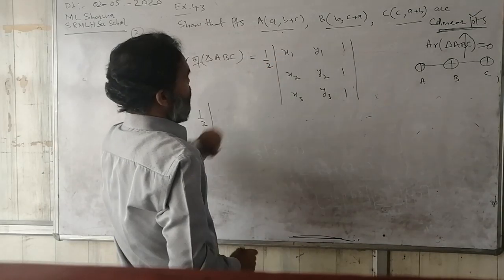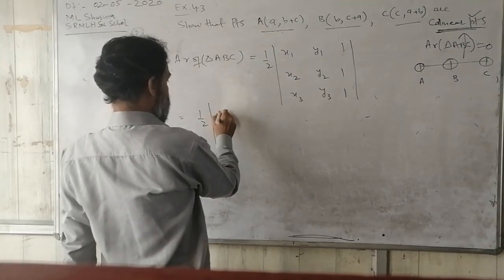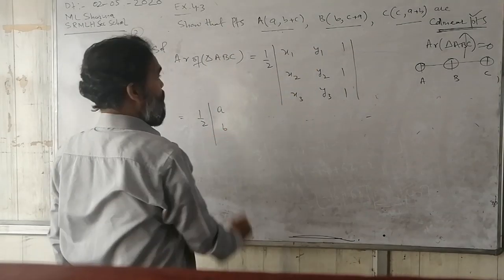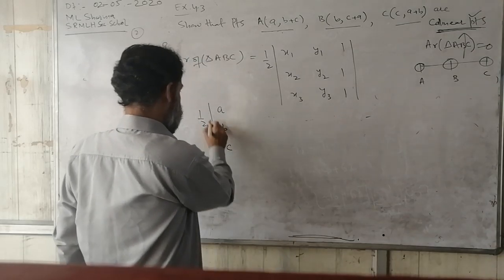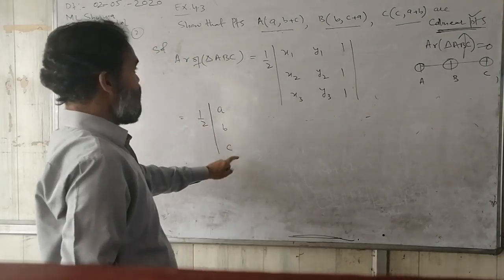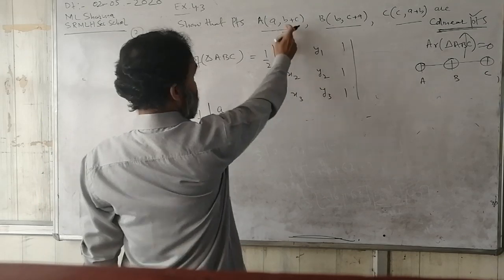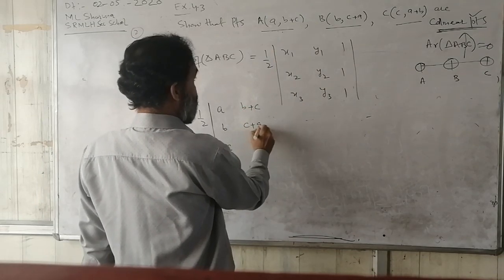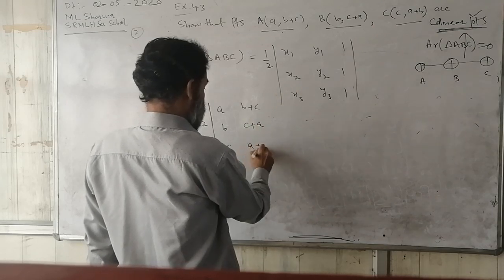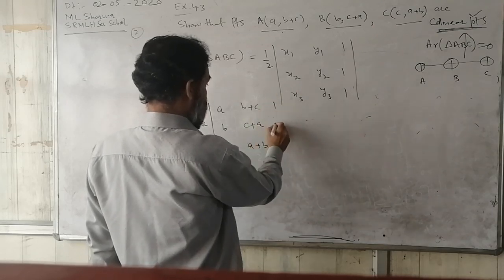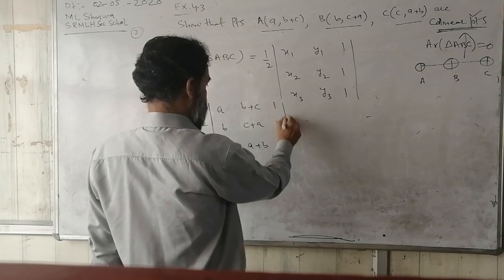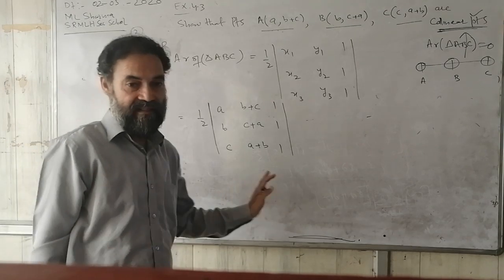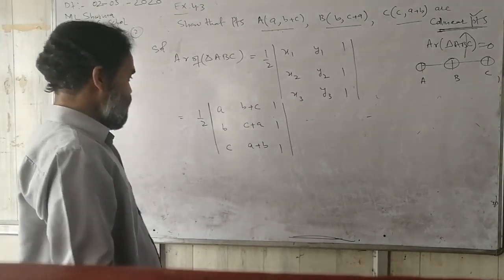Instead of x1, I will write a here, then b here, and c here. So this is x1, x2, x3. Then y1, y2, y3: b plus c here, c plus a here, and a plus b here, and 1, 1, 1 here. So I have to calculate whether this area equals 0 or not.